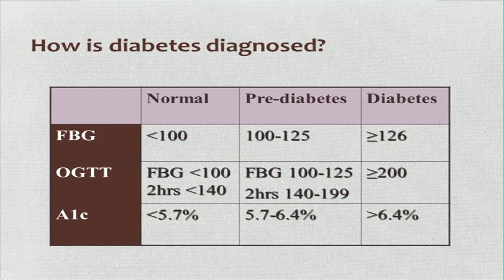Any questions about A1C? So now an easy way to do the blood sugar check is just A1C. You don't have to be fasting. And this can tell you if you belong to the normal range or diabetic or pre-diabetic range.